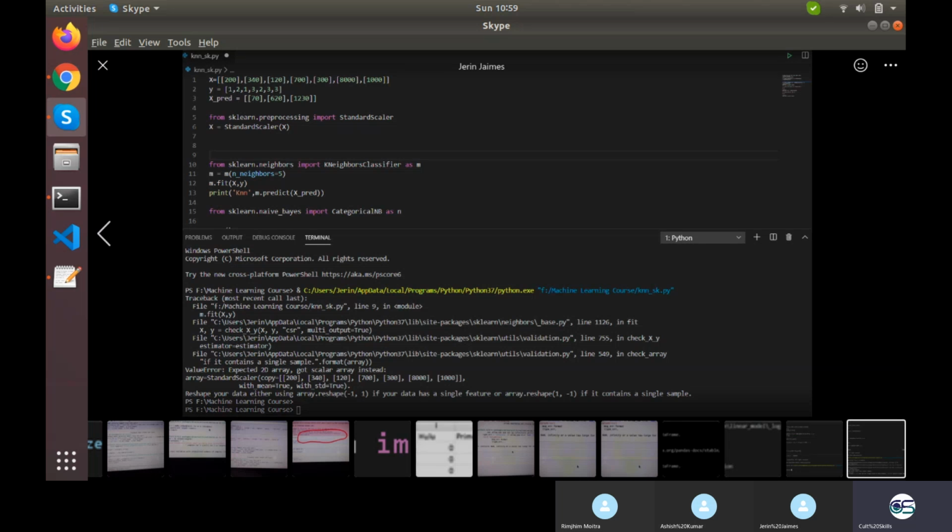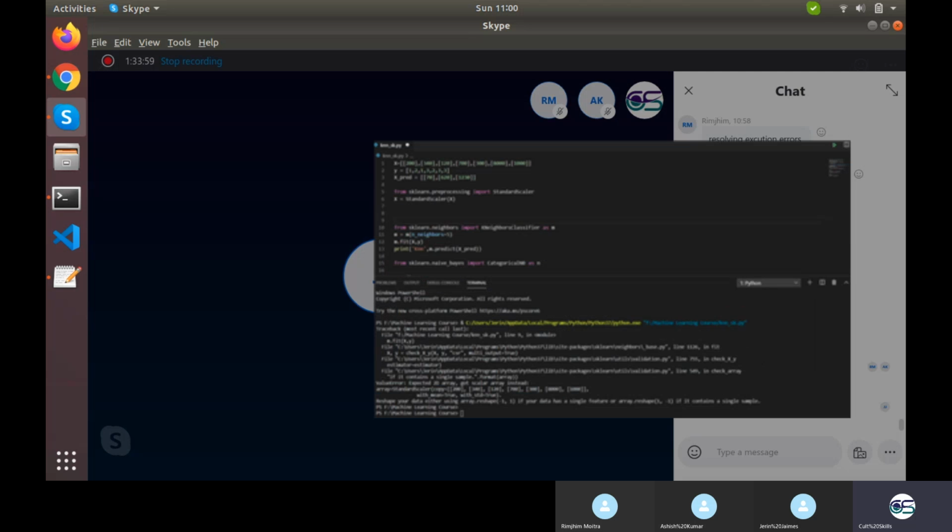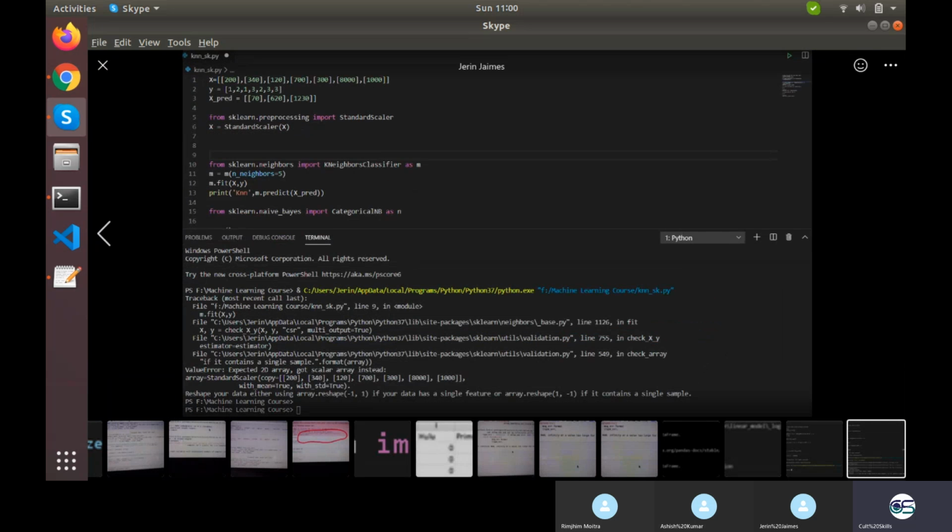Yeah, so you can reshape the array if it is asking you to reshape that. See, what it is saying is value error: expected 2D array, but it got a scalar array. So we need to convert that into a 2D array.